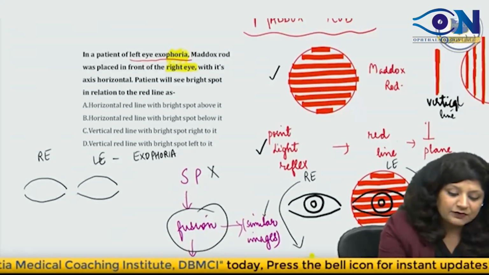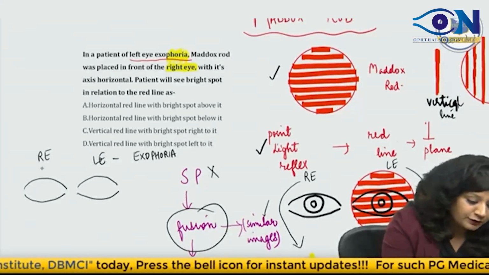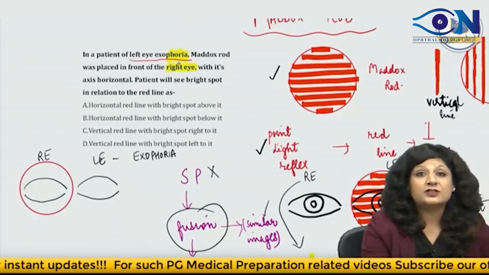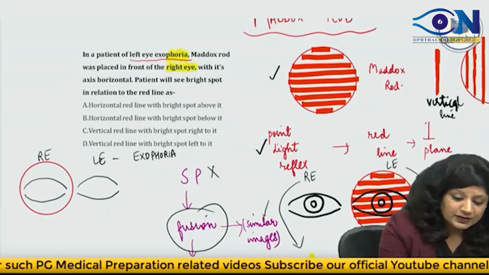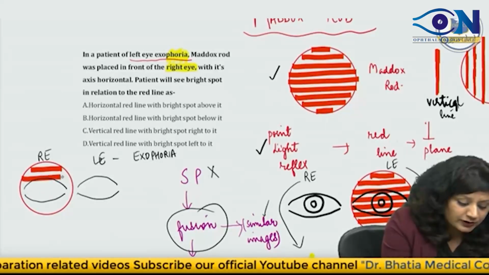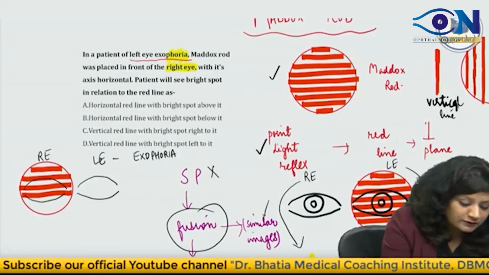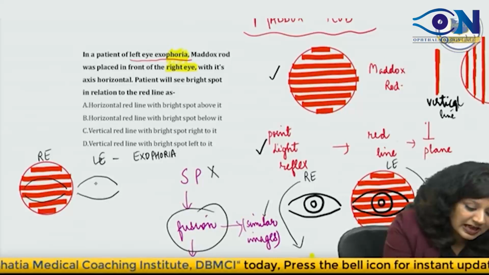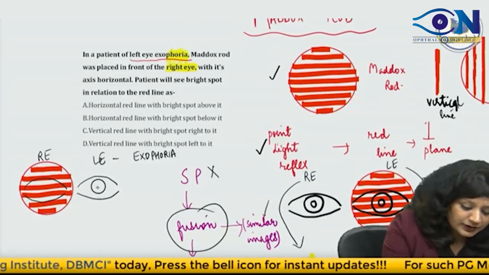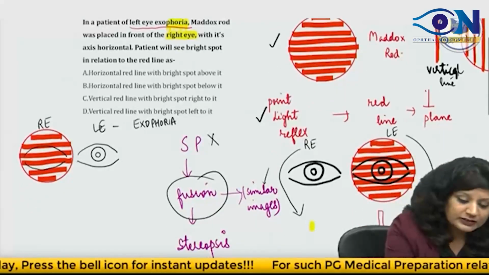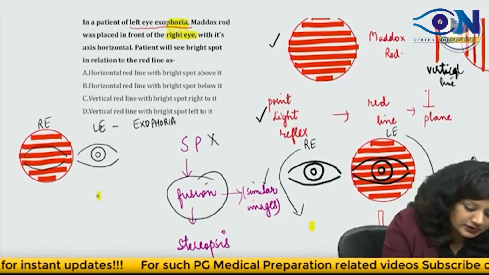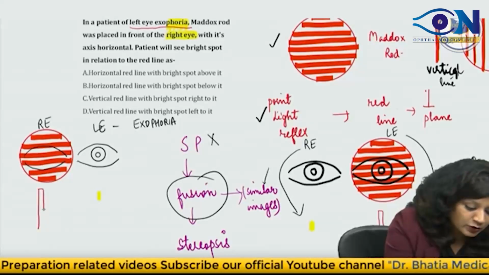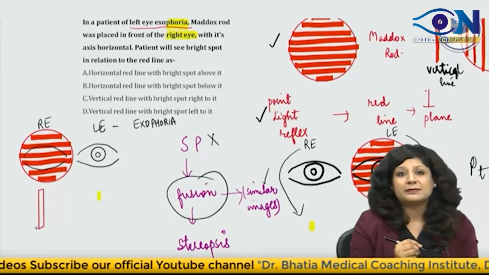Now they are saying that we have kept the Maddox rod in front of the right eye. So we have kept the Maddox rod here, and because it is exophoria, it is the horizontal one, therefore I will keep it in the horizontal axis. So we have kept the Maddox rod with its axis parallel to the horizontal plane. Now what will happen, this eye where you have not kept the Maddox rod will see a dot and this eye should see a line because here you have kept the Maddox rod.